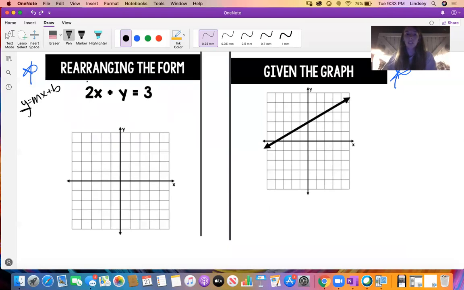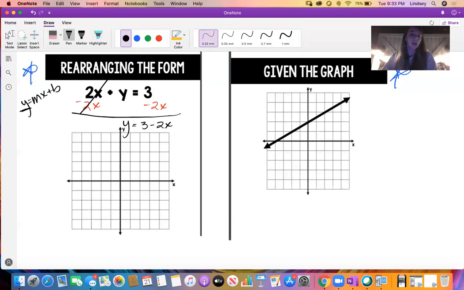So that means we have to get everything that's not y and move it to the other side of my equal sign. Okay, so I'm going to take this positive 2x and move it to the other side of my equal sign. So those are going to cancel. I'm going to be left with y equals negative 2x plus 3. Now, if you see that as 3 minus 2x, that is also correct. You're still going to get the same thing.